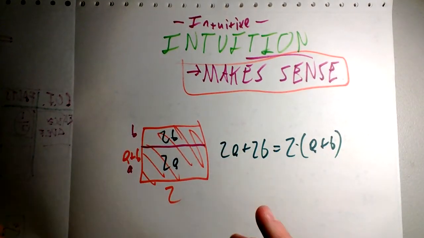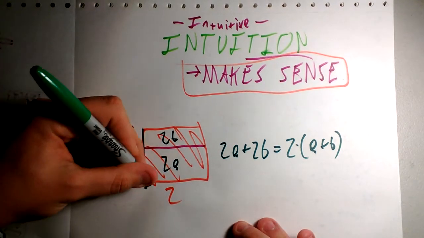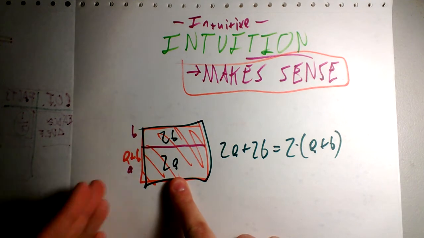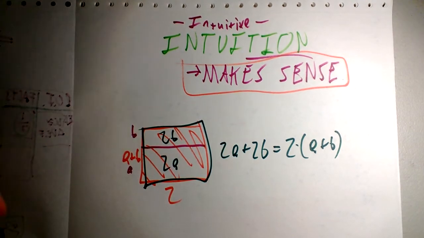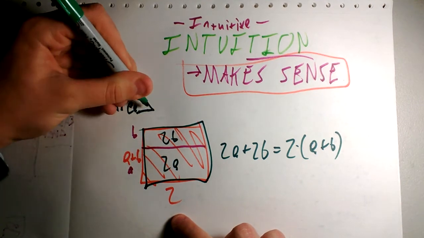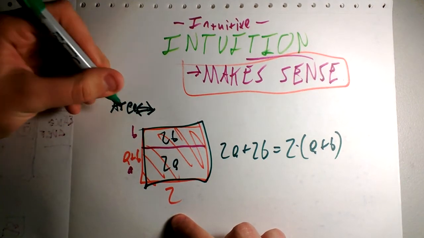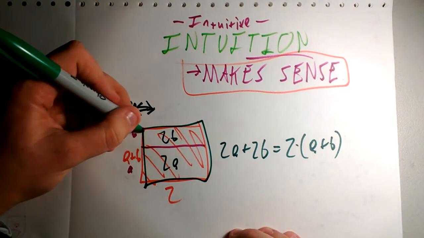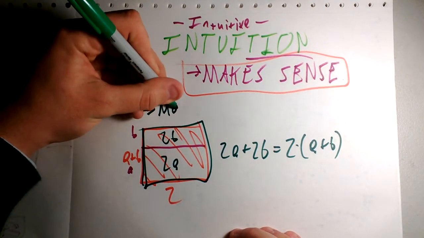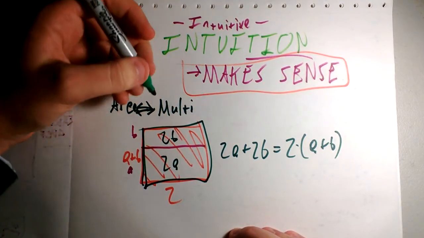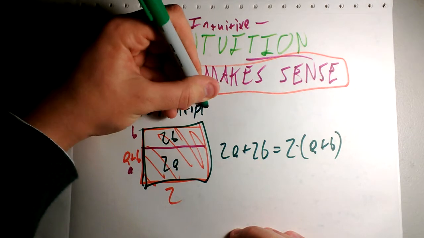But intuition is that mechanism I just used by drawing a rectangle and talking about area in that sense. That area has a very close relationship to, let's draw an arrow both ways, what is the other thing? Multiplication. In fact, in a mathematical sense, they're almost synonymous. And you'll see that later.